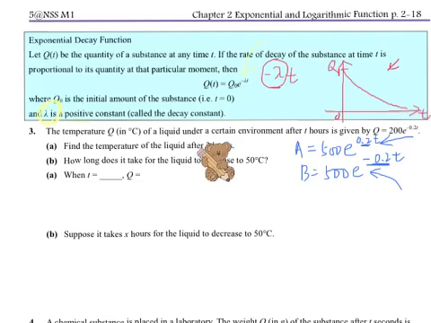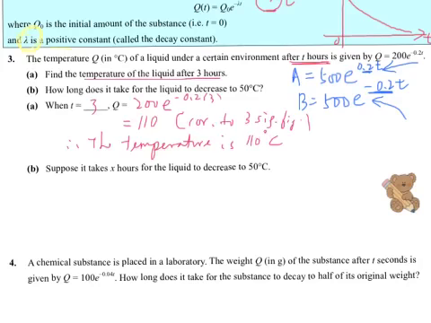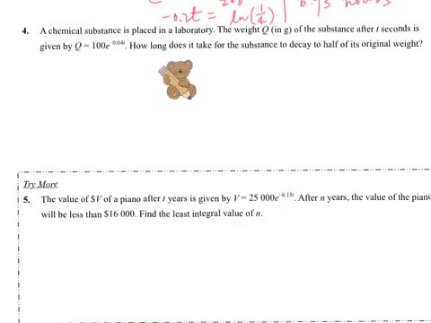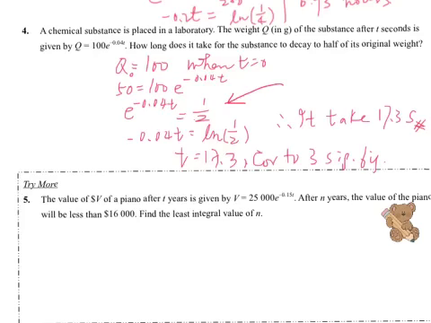Do it now. First, temperature after 3 hours, 110 degrees Celsius. Okay, the answer is 6.93 hours. Okay, do it. Simple. Original value is 100, okay, because that means when time equals 0. And then half, that means 50. Some of you may directly write in this way. That's fine, that's okay. Okay, that means it just takes 17.3 seconds, and then it decays to its half.